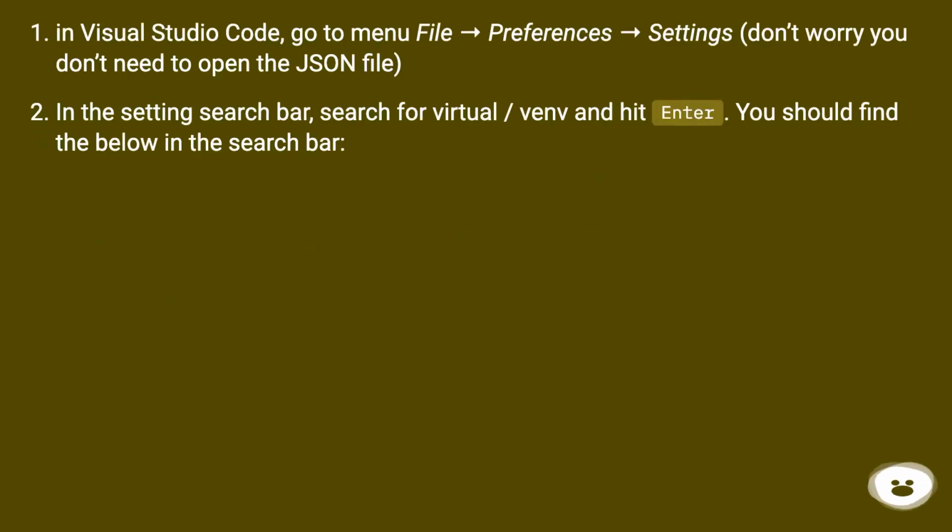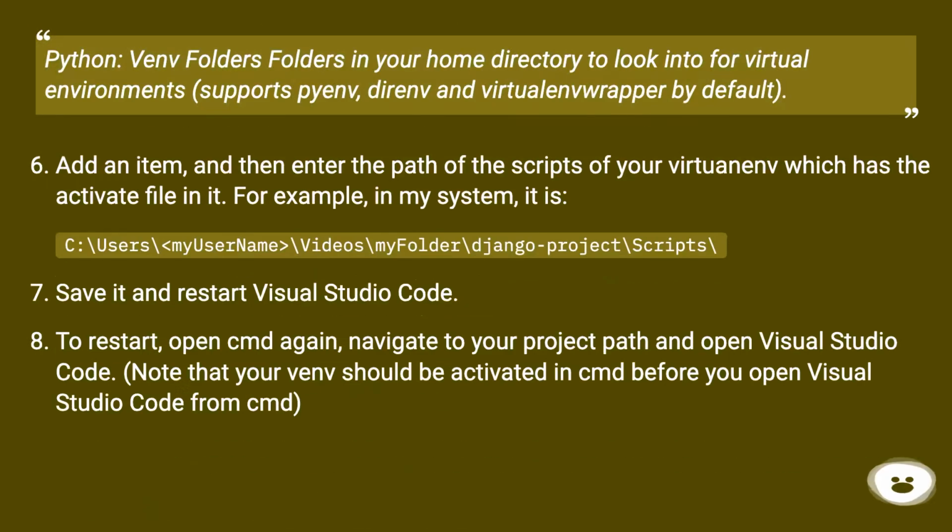In Visual Studio Code, go to menu File, Preferences, Settings. Don't worry, you don't need to open the JSON file. In the settings search bar, search for virtual, venv and hit enter. You should find the below in the search bar. Python: Venv Path, folders in your home directory to look into for virtual environments, supports pyenv, direnv and virtualenvwrapper by default. Add an item, and then enter the path of the scripts of your virtualenv which has the activate file in it. For example, in my system, it is C:/users/videos/my folder/Django project/scripts/. Save it and restart Visual Studio Code.